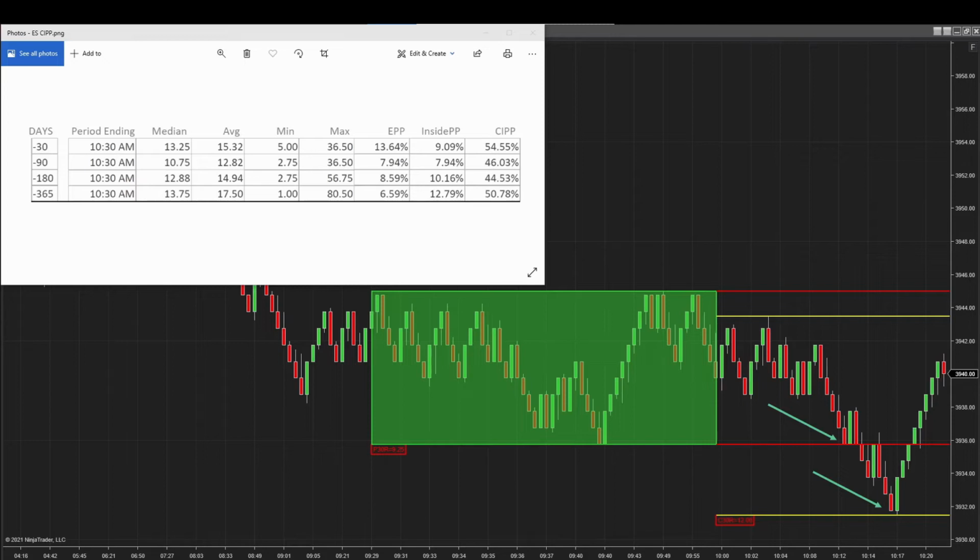Now we look at the range at this point. At this point, the range is $12 on the ES. All right, now that's not ticks. Our indicator will display in ticks, but right now, because our reports are shown in dollars, we see that we have a $12 range. If you look back at our median range, we're at 13.25, so we're within the ballpark, but it has a potential to go farther.